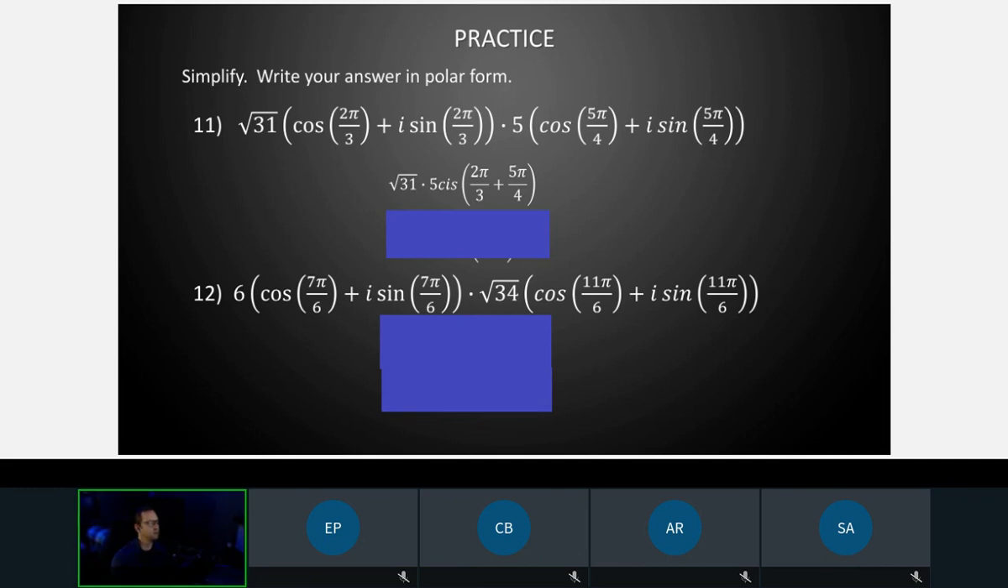So 2 pi over 3 plus 5 pi over 4 is 23 pi over 12. Anybody else agree with that? Anyone else? Yep, Sarah got the same thing, so that's probably right.